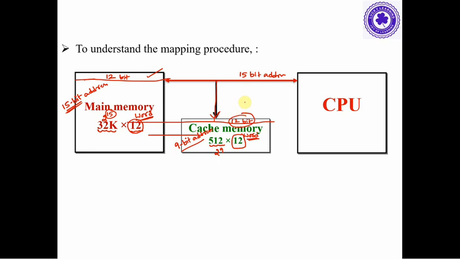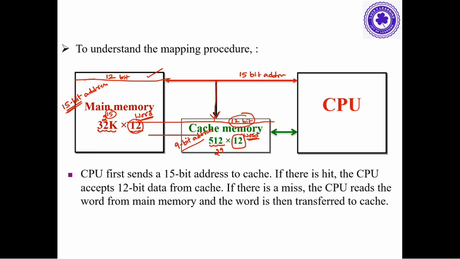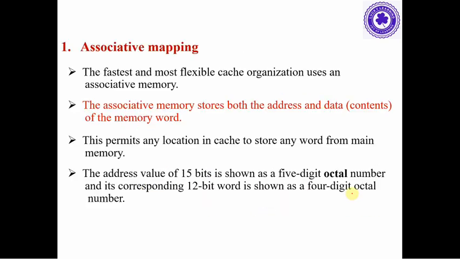Here we should understand that the CPU always makes a reference to cache, because once the word is available, it will make a reference to cache and read it continuously. So the CPU first sends a how many bit address to cache? A 15-bit address to cache. If there is a hit, the CPU accepts the 12-bit data word. If there is a miss, the CPU reads the word from main memory and the word is then transferred to cache.